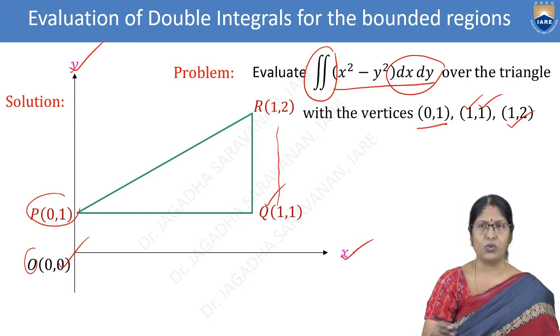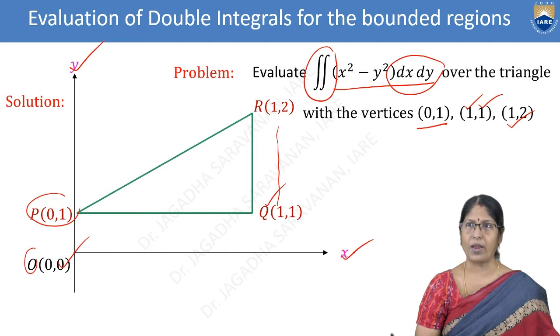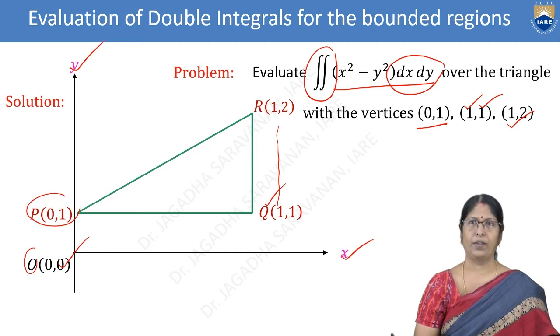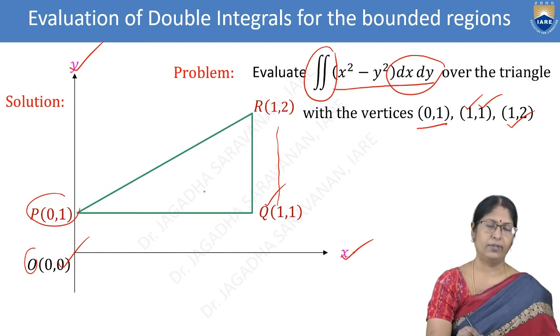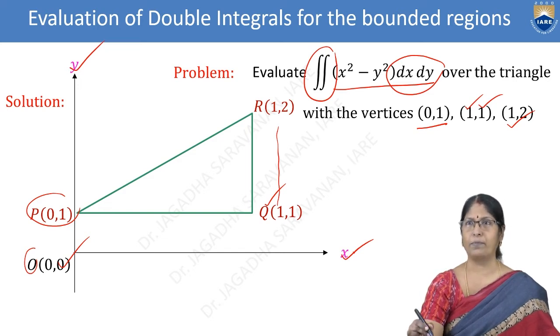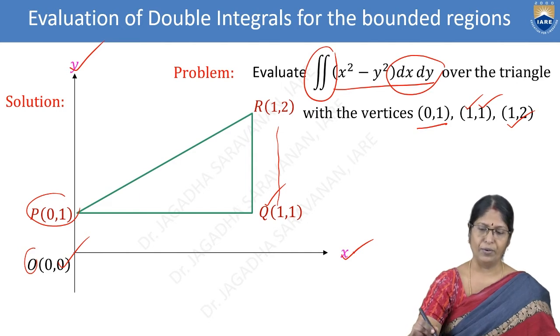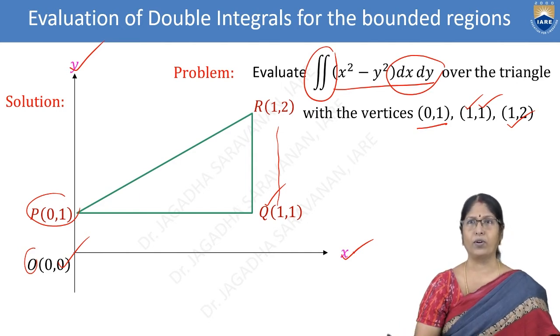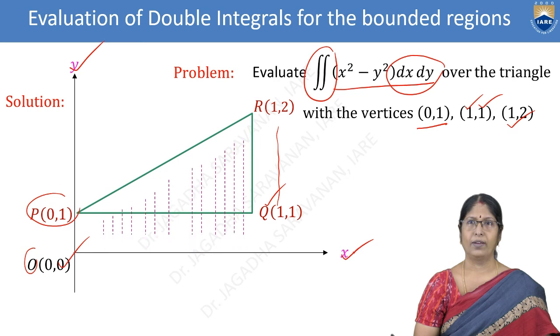Joining the three, we got a triangle. The area of this triangle, the bounded region, is what we have to find. That is our given problem condition, and we have to solve it. So reading the problem, we have drawn the diagram. This is the area we wanted.